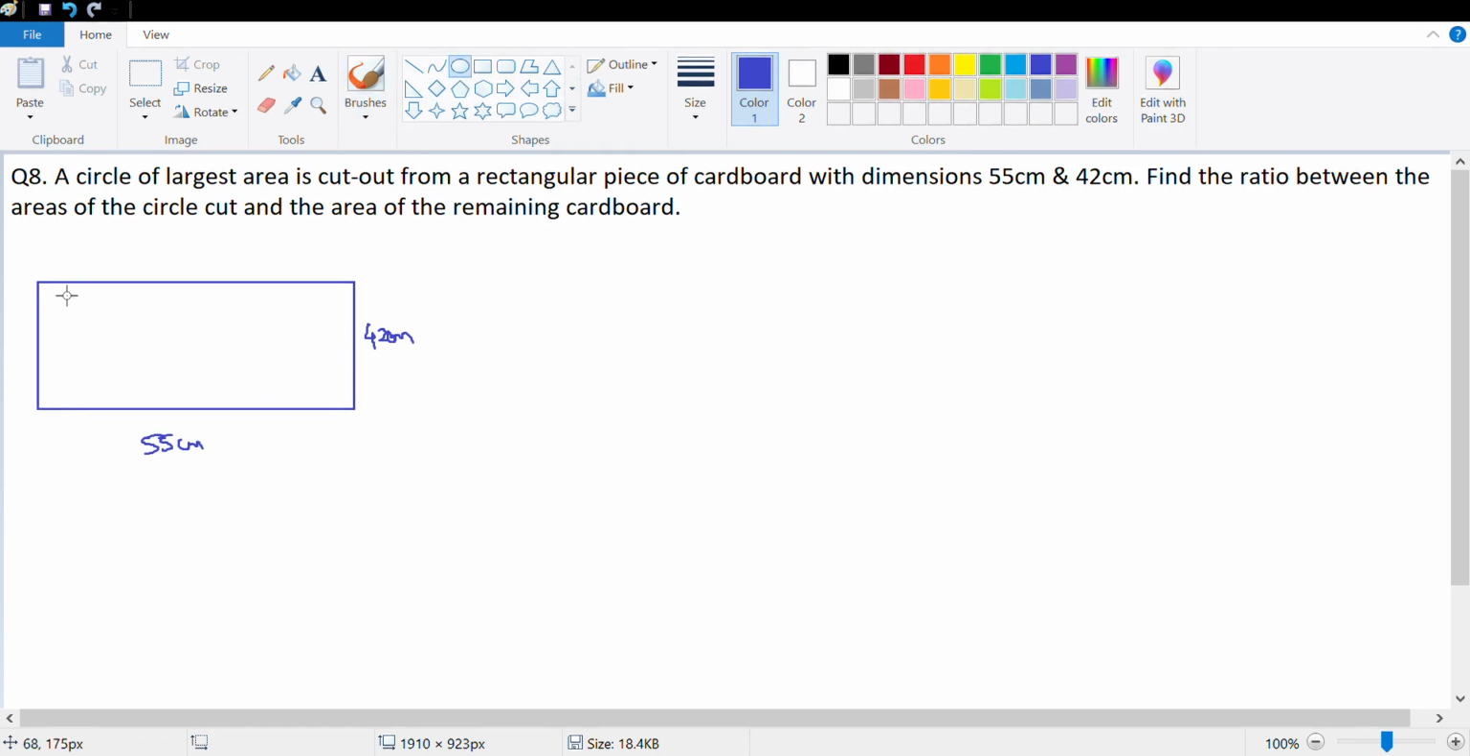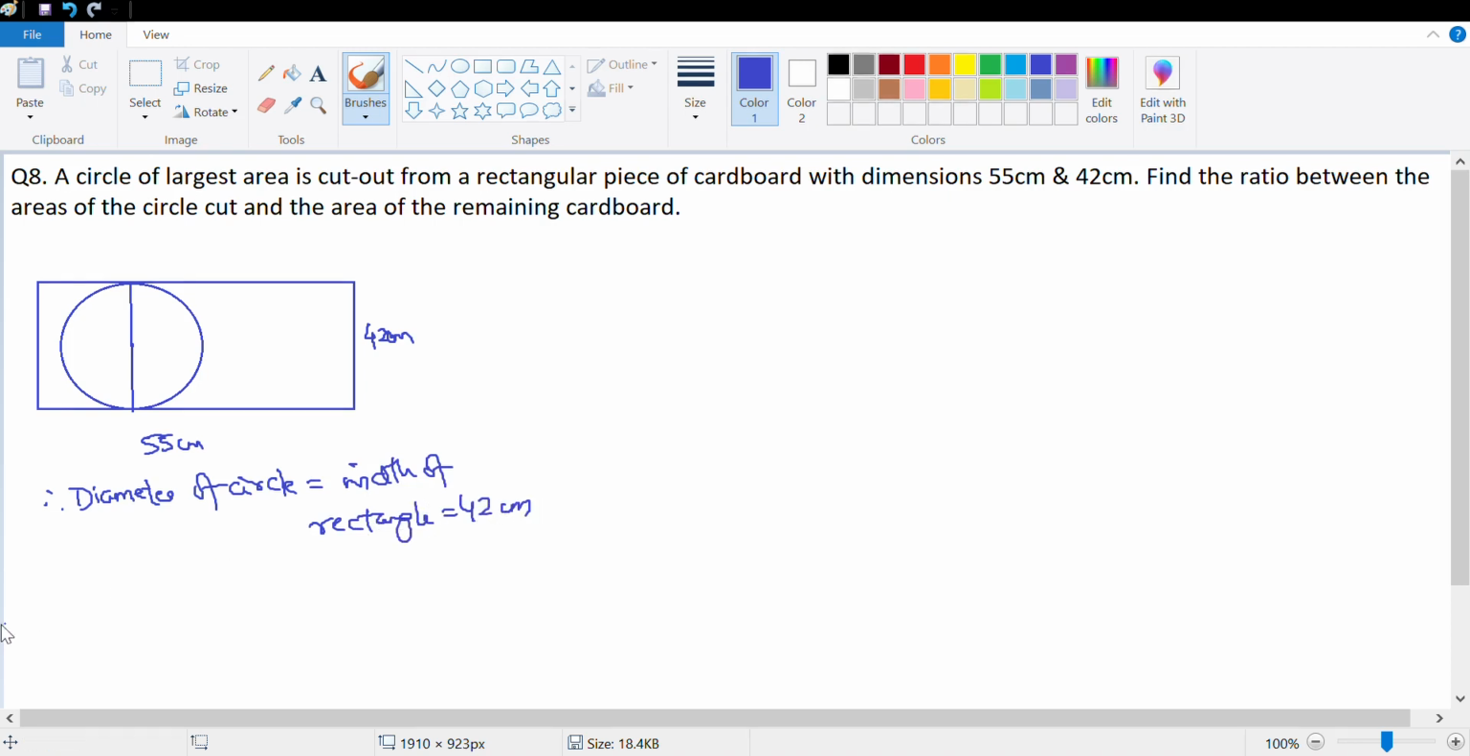Now if I'm cutting a circle out of it of largest area, obviously my limiting factor is the width. In this case the width is 42, which means my maximum height can be 42, which means the diameter of this circle will be 42. Perfect. So let's just write that down. Therefore diameter of circle is equal to width of rectangle is equal to 42 centimeter. Therefore radius is equal to 42 upon 2, that is 21 centimeter. So my circle is of radius 21 centimeter.